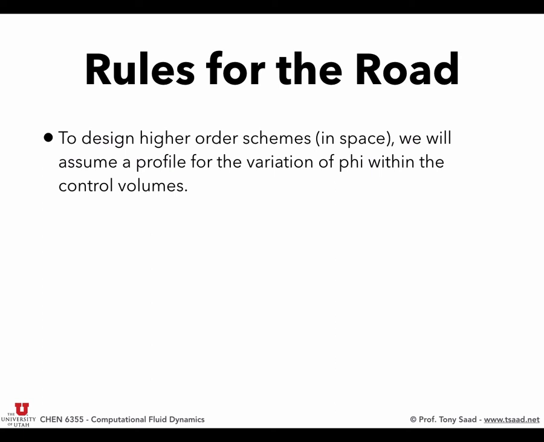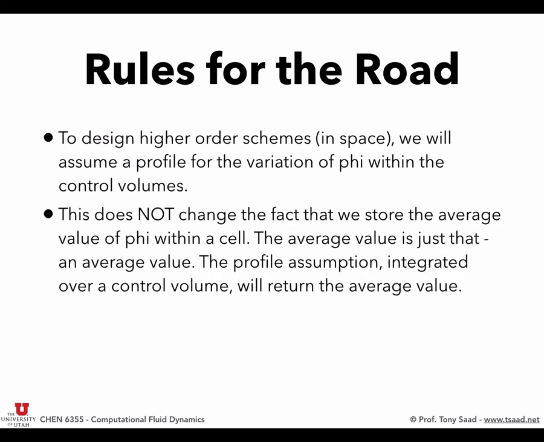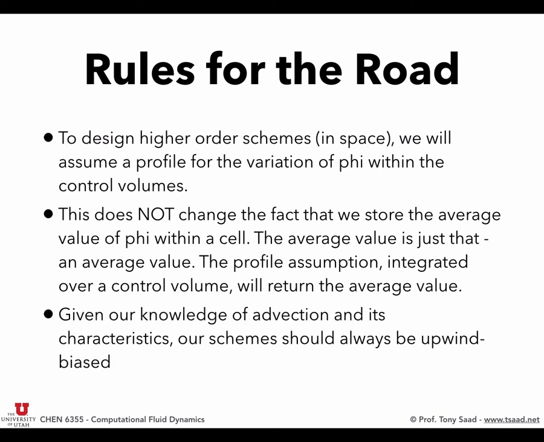So rules for the road, we're going to assume a profile for the variation of phi within the cell. This does not change the fact that we're storing the average value in the cell. It only says, hey, the true phi changes this way inside the cell, such that its average value is still equal to the average value. But we can make it change in any way we want. Now, given our knowledge, there's one more thing to keep in mind, which is that we want to be upwind biased.